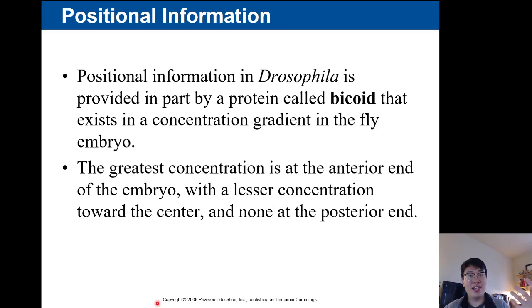The greatest concentration is at the anterior end. So if I have a whole ton of bicoid protein in the fly at the anterior end, that's what's going to form the head of the fly. Everything else is just going to be programmed to form the butt. And this is a process of regulation. Again, remember, back in chapter 7, we talked about the lac operon, where if lactose was present, the operon will work. And if lactose was absent, the bacteria cell is going to have a repressor protein latched onto it.